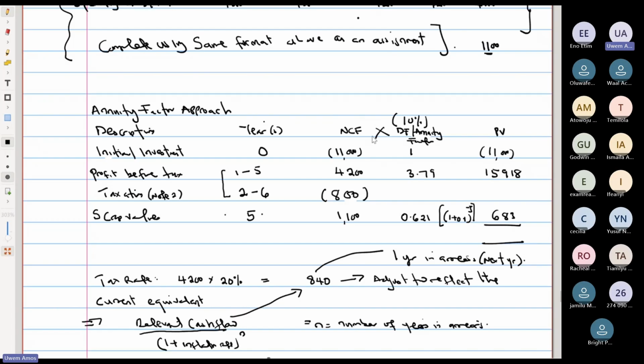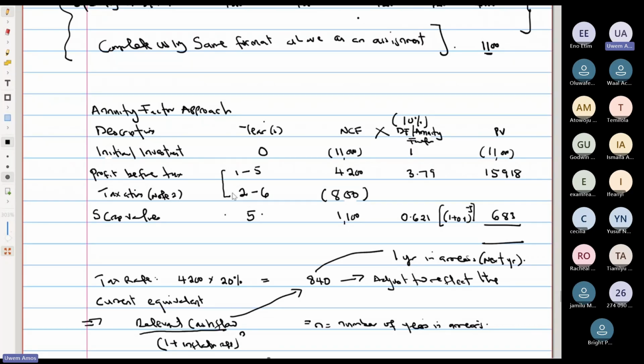Okay, now let's move to the next one. Tax, year 2 to 6. Now pay attention to this as well, because this is one area students would often make mistakes. This is year 1 to 5, so the entire 5 years. This is year 2 to 6, so year 1 is not part of it. So when you have a situation like this, we compute our annuity factor for the 6 years, and then we take off year 1.